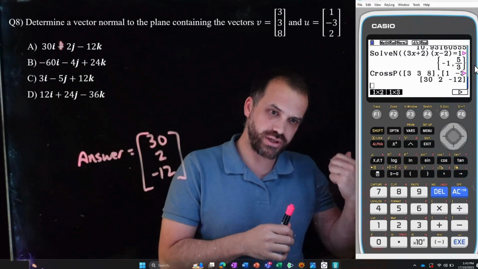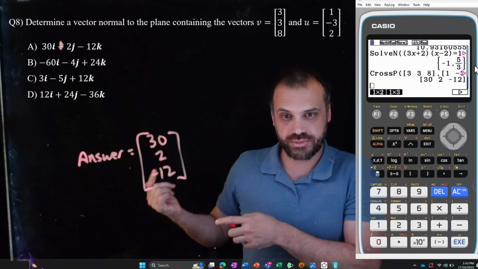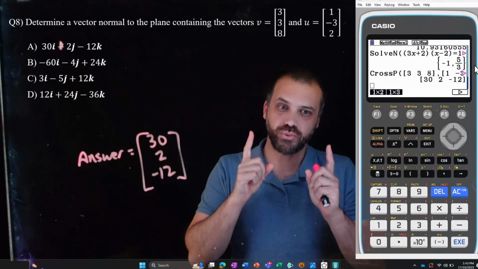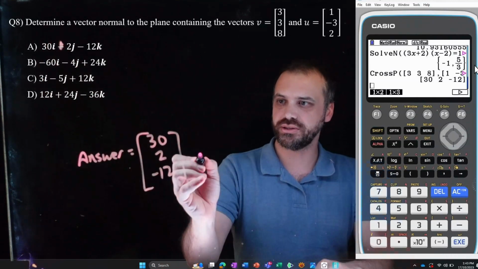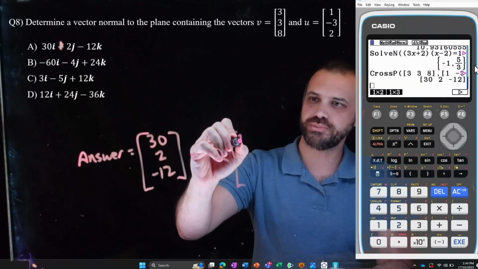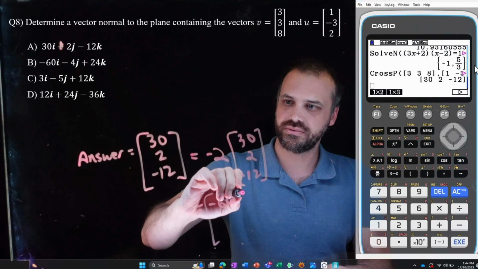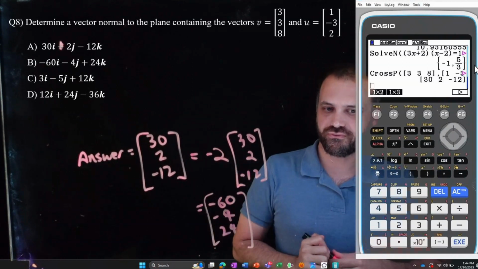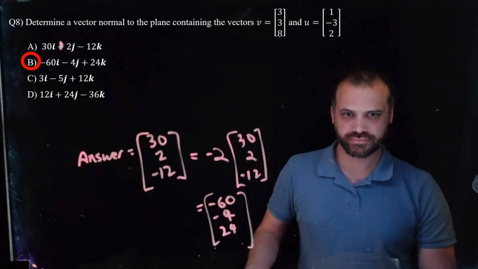And we've done this trick before in just a previous video. There are an infinite number of vectors that are normal to this plane. So, any vector that is a multiple of this vector would do the job. So, of these 4 options, something that fits the bill would be to multiply the entire thing by negative 2. If I multiply the entire thing by negative 2, I now get negative 60, negative 4, and positive 24. And that works for us, and the answer is B.